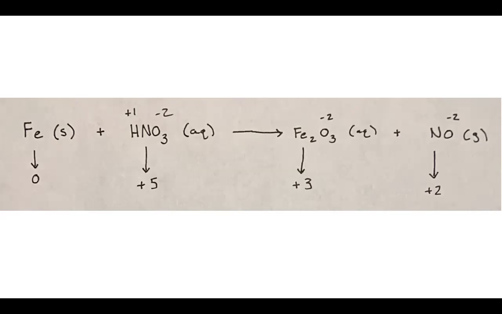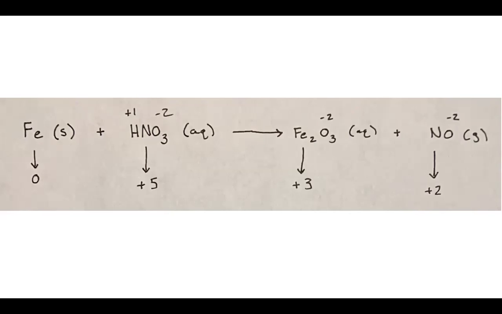So iron in iron solid, that's its natural state, and so it has an oxidation number of 0. Nitrogen in nitric acid, based on my math, would have an oxidation number of +5. Iron in Fe2O3, that's actually an ionic compound, so you could break it up differently, but either way, you would find that iron would have a +3 charge there. And then nitrogen in nitrogen monoxide would have an oxidation number of +2.